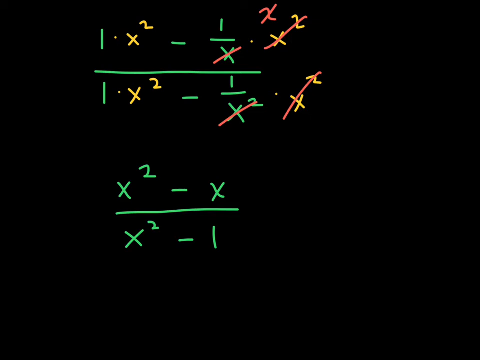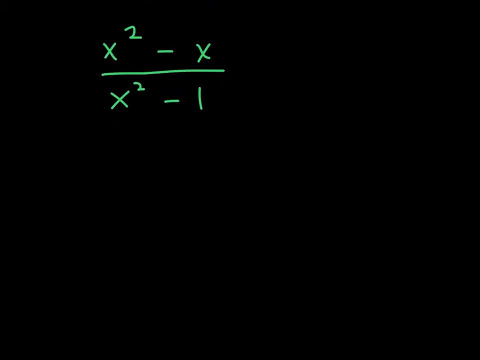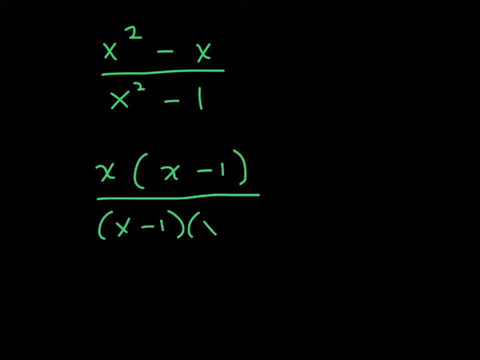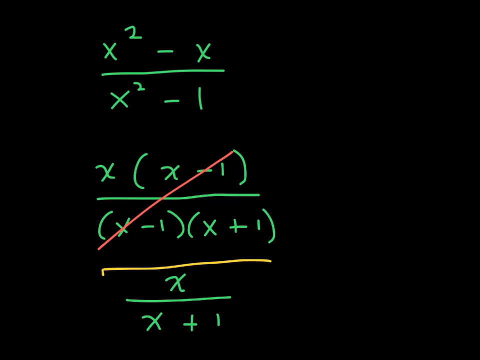Awesome. Now, before we box this, we should consider simplifying this further. And we may be able to do that by factoring. In the numerator, the GCF is x. So when I factor that out, I get x times x minus 1. The denominator is a difference of two squares, so it factors as x minus 1 times x plus 1. And so the x minus 1 factors divide out, leaving you with a simplified answer of x over x plus 1. All right, good job, everybody.